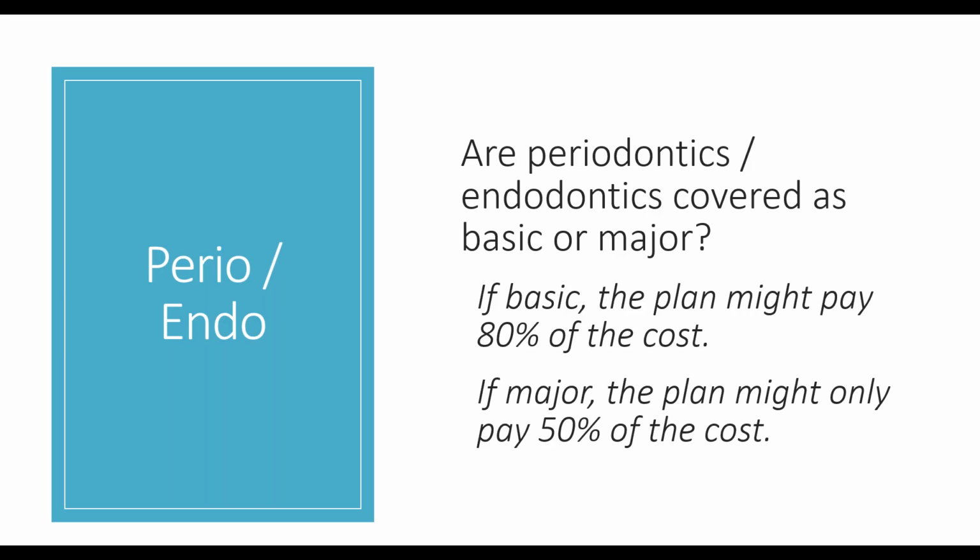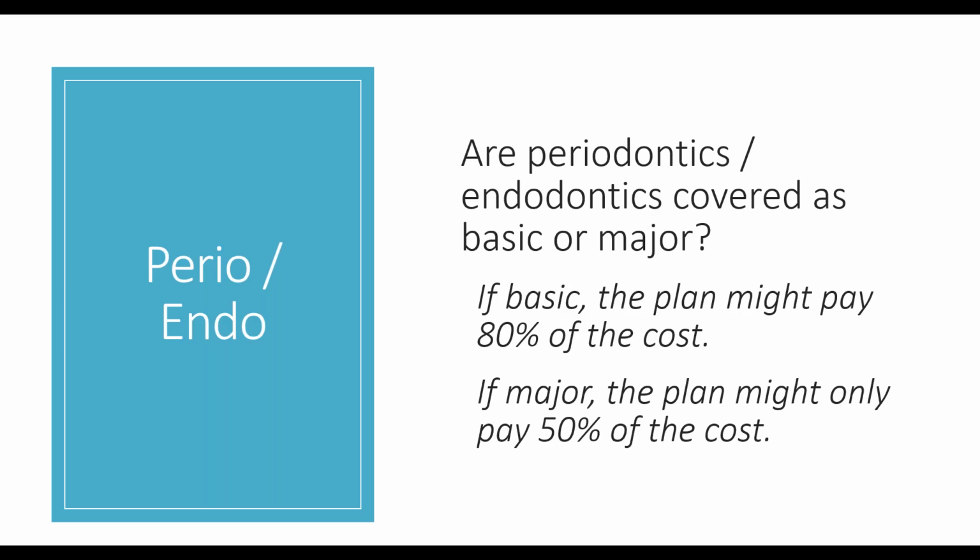So the way to think about this is periodontics and endodontics are pretty expensive. If the plan has a low annual maximum limit, let's say $1,000 or $1,500, if somebody needs periodontic or endodontic services, if they need a root canal or treatment for gum disease or something like that, then likely they're going to hit their limit no matter what.